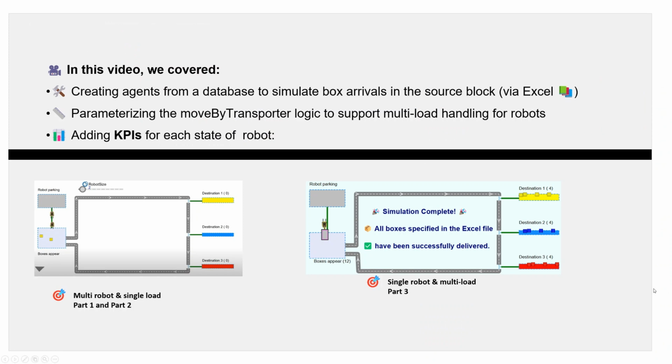And now, we're reaching the end of the simulation. In this video, we covered creating agents from a database to simulate box arrivals in the source block using Excel, parameterizing the move by transporter logic to support multi-load handling for robots, and adding KPIs for each robot state. In Part 1 and Part 2, we explored multi-robot and single-load scenarios. In this Part 3, we focus on customizing a single robot with multi-load capabilities.